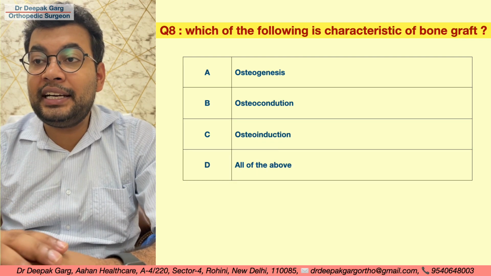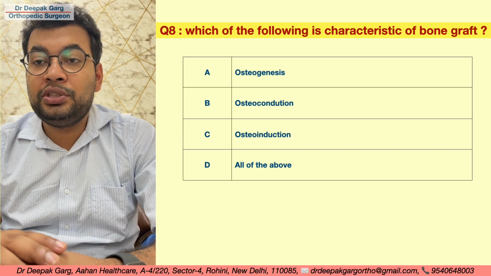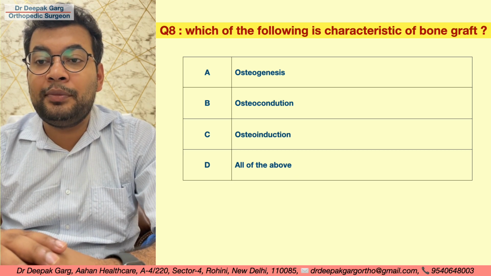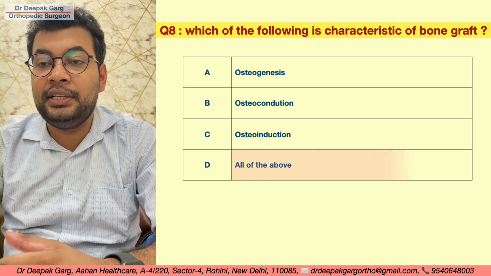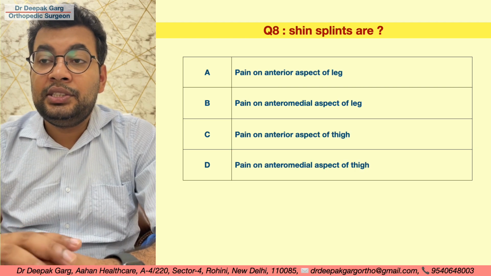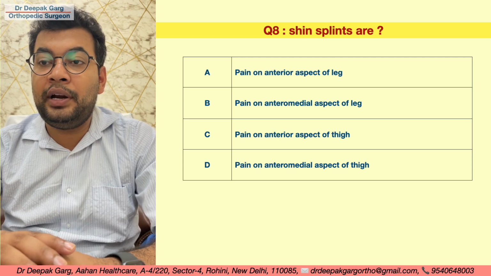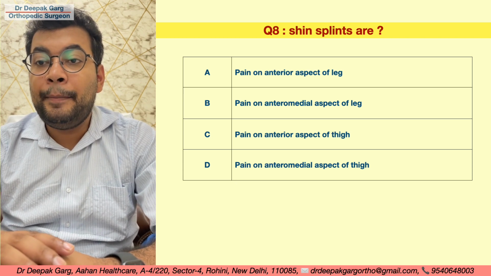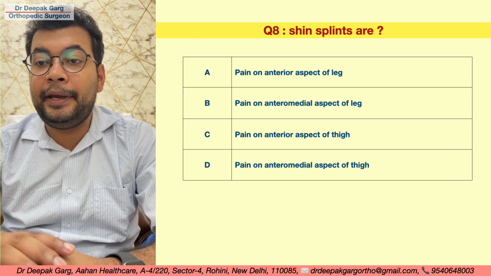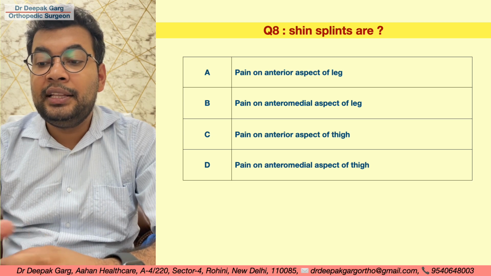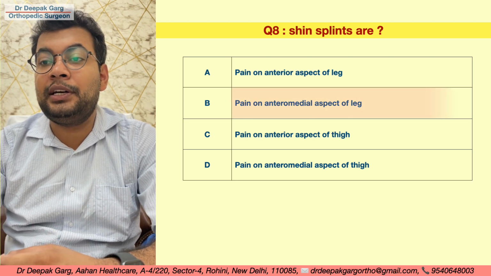Which of the following is a characteristic of bone graft? Osteogenesis, osteoconduction, osteoinduction, all of the above. The answer is all of the above, we have already seen. Shin splints are pain on anterior aspect of leg, pain on anteromedial aspect of leg, pain on anterior aspect of thigh, pain on anteromedial aspect of thigh. The answer is B, pain on anteromedial aspect of leg.